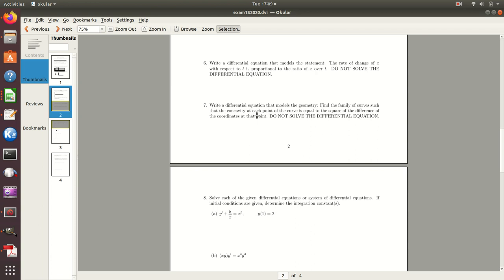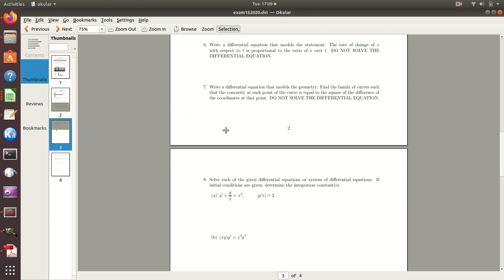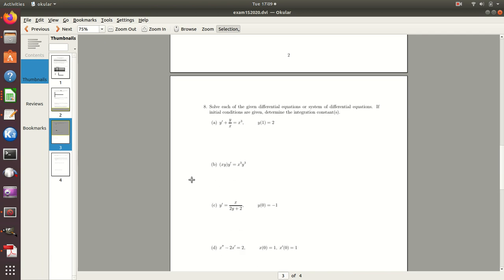But it's the concavity at each point is equal to the square of the difference of the coordinates of that point. So I've got to think about the coordinates of that point, and okay, that's an x and a y. The difference of that, x minus y, or is it y minus x? I don't know, but it turns out, well, it says the square, so it doesn't matter. And so I get something like, y double prime is equal to, say, (y minus x) quantity squared. Something like that. But those, I think, 6 and 7 are much harder problems.